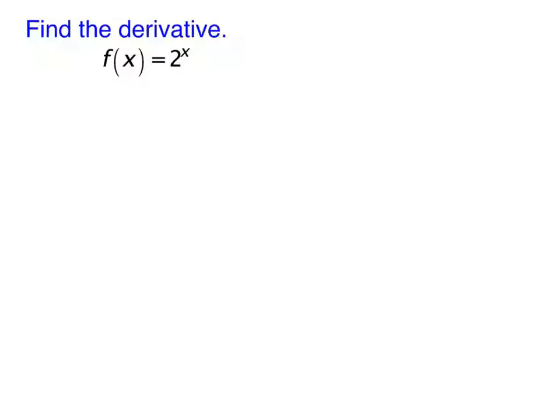Okay? So, what would the derivative of this be then? Well, f prime of x would equal, well, the 2 to the x part is still there, but we need to then multiply it by the natural log of 2.